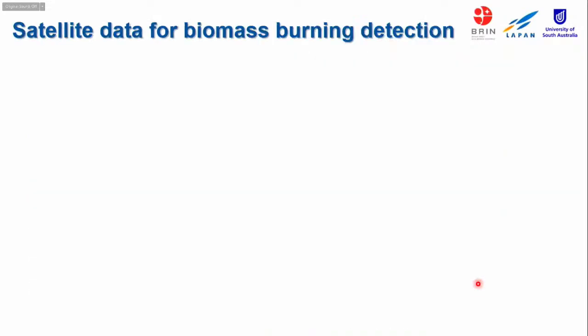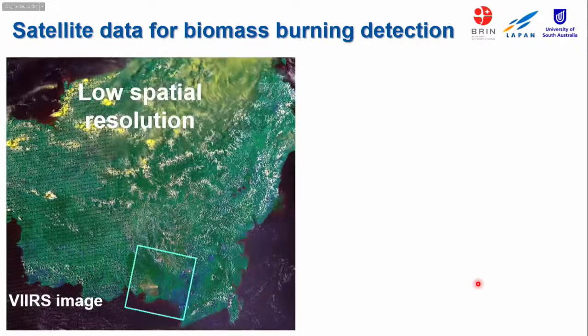Okay. So here, satellite remote sensing has been utilized for biomass burning detection for more than one decade. And there are two types of data based on the spatial resolution. First is the low spatial resolution. This figure is an example of it, and one fact we can grab from this picture is that it can cover a large area here.